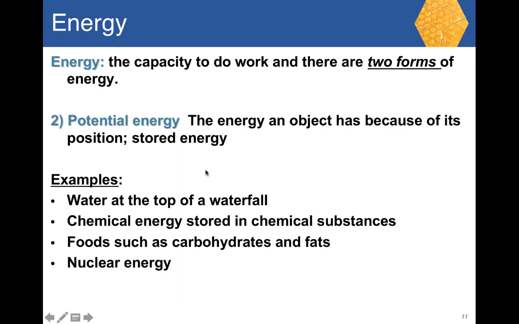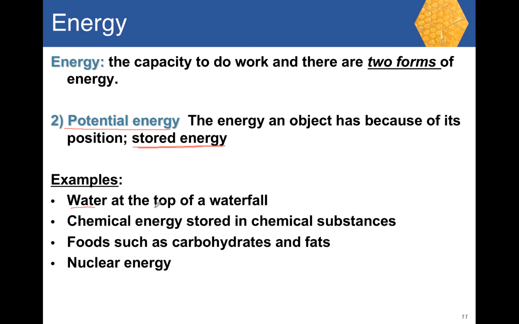Let us look at the other form of energy. This is potential energy. Let's look at the definition. This is stored energy. Stored. That means it's not in motion, but it is stored. It can be in motion, and if it does go in motion, it becomes kinetic energy. But at one state, it is stored. Let's look at some examples.